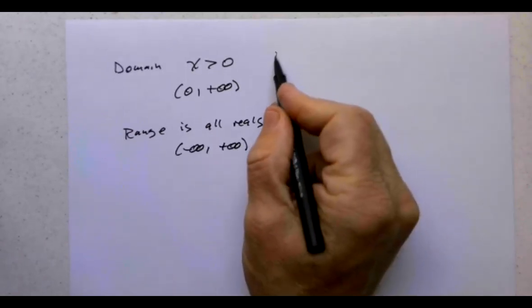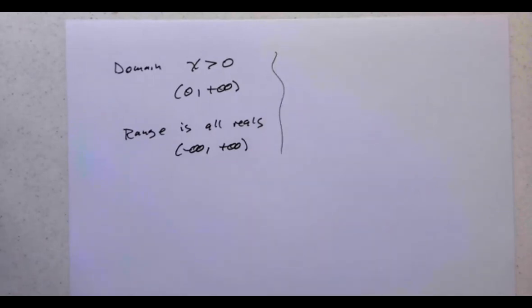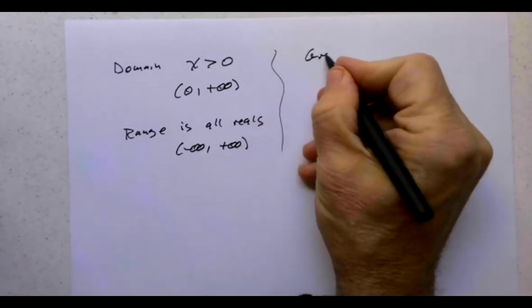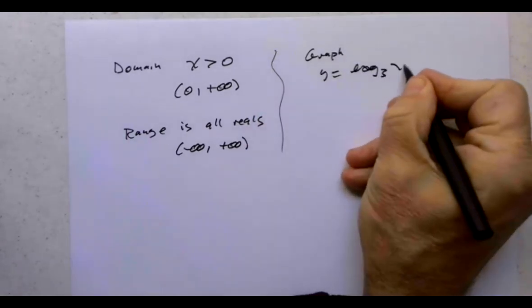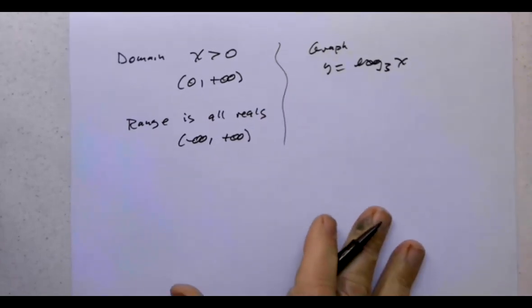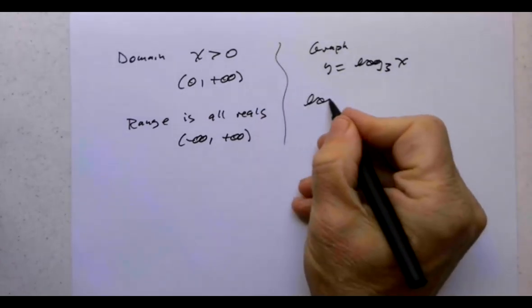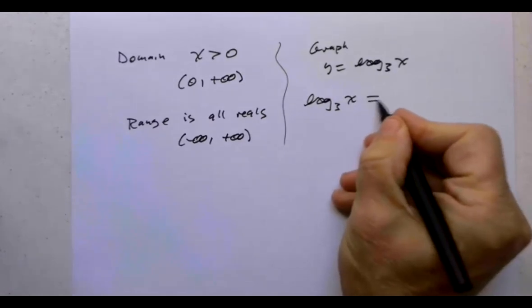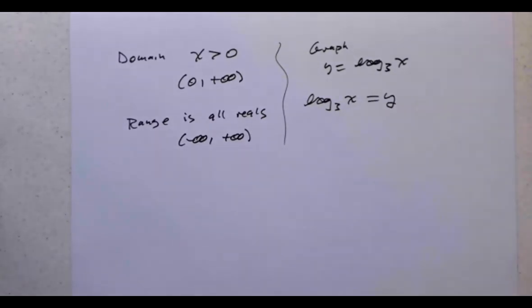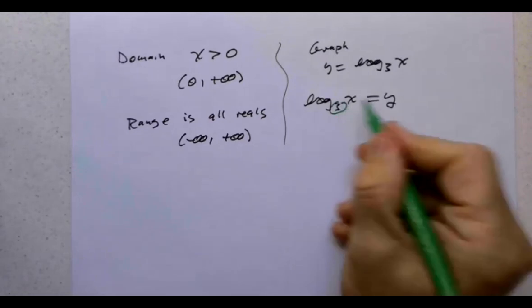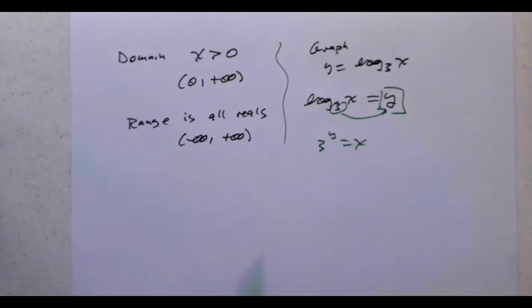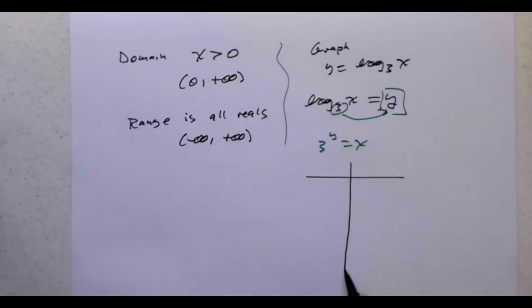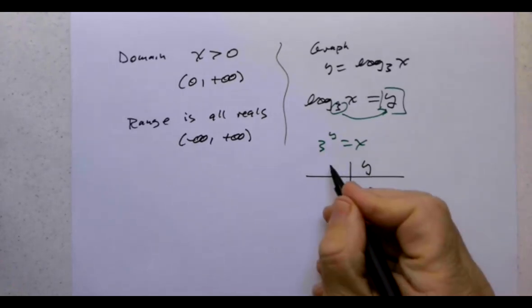Now we followed the directions of the problem, but if I were asked to graph y equals log base 3 of x, I think it's much simpler to think of it as an exponential rather than thinking of it as a log. Log base 3 of x equals y. We do our usual thing, circle the base, box the exponent, 3 to the y equals x. And then pick values for y and see what the corresponding values are for x.